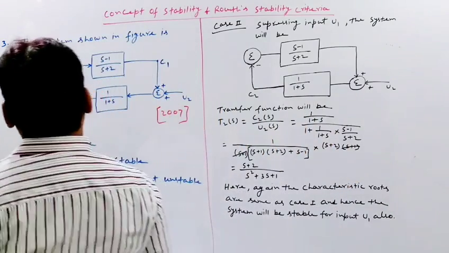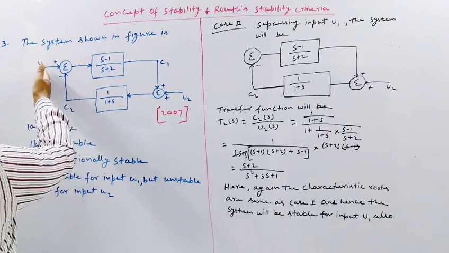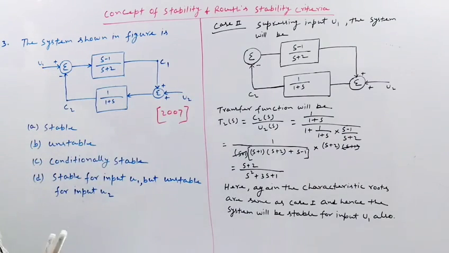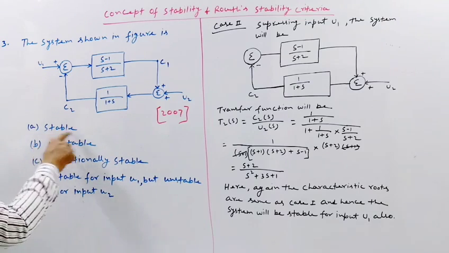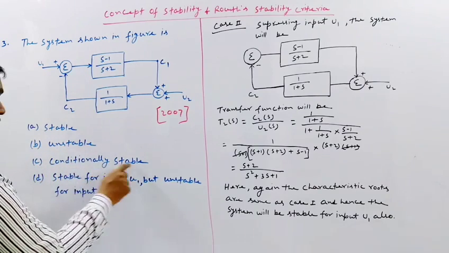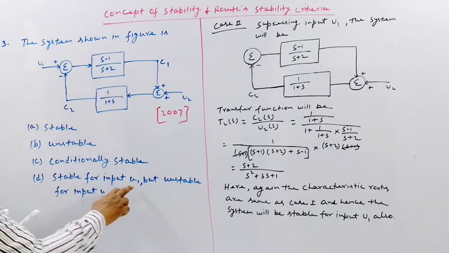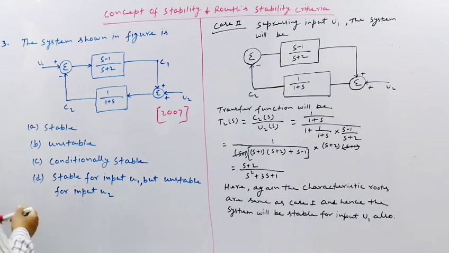Hence we can say that the system is always stable, whether it is for input u1 or input u2, and hence in conclusion the system will be stable. So which one of the four given options is correct? Option number A is correct, because the system is always stable. It is neither unstable nor conditionally stable, and option D will also not be correct, because it says stable for u1 and unstable for u2. So option number A is the correct one.